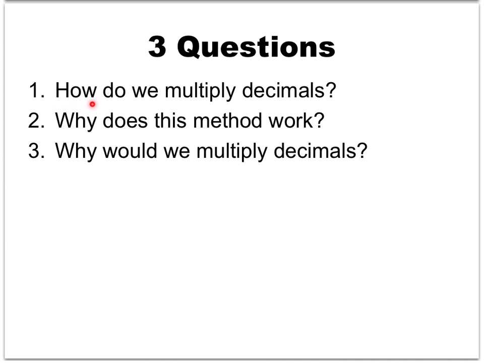Number one, how do we multiply decimals? Or in other words, what's the algorithm for multiplying decimals? Second question, why does this method work? And then the third question, why would we multiply decimals in the first place?